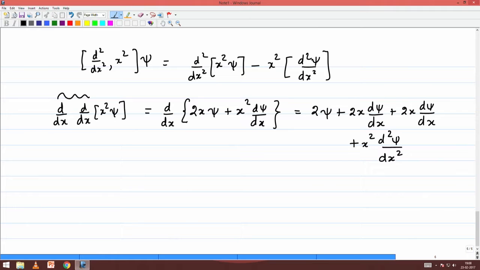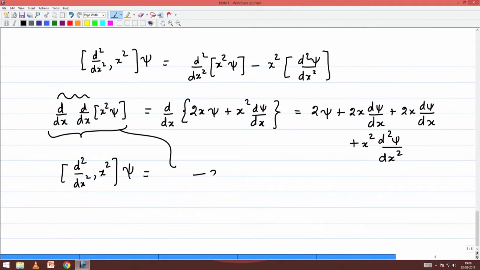This is the action of d squared by dx squared acting on x squared psi. And minus, if you want to look at the commutator, it's d squared by dx squared comma x squared psi, and that you want to write as this minus x squared d squared psi by dx squared. And so, what you get is 2 psi plus 4x d psi by dx.